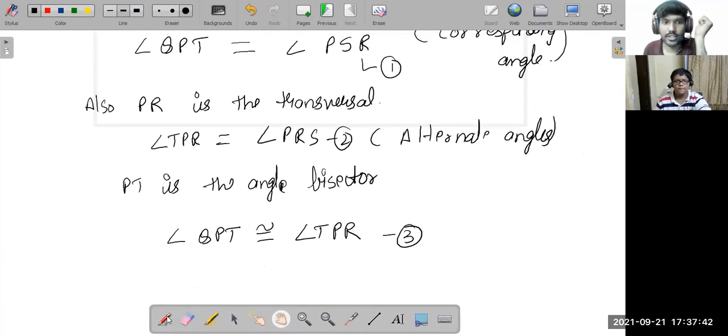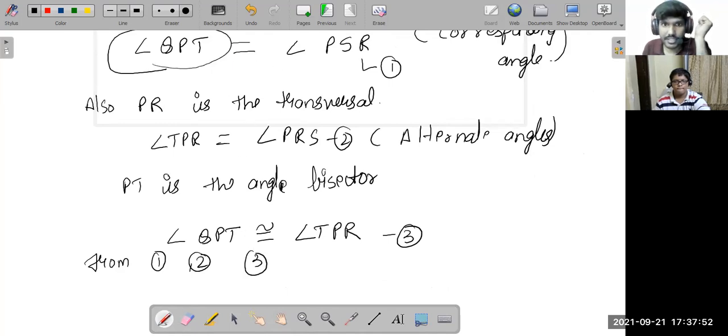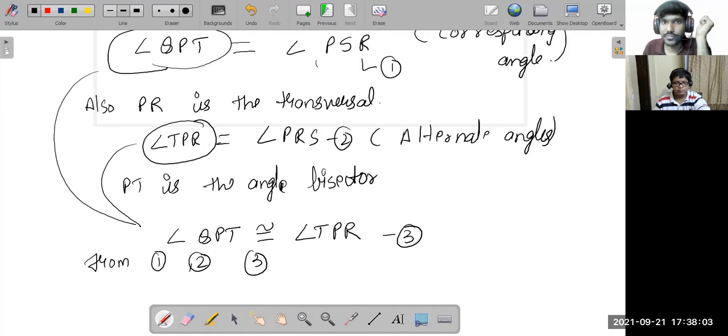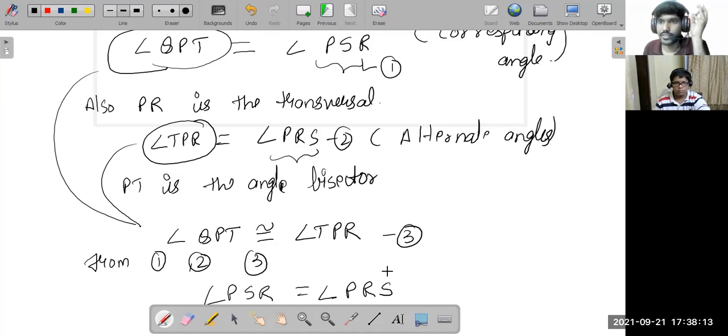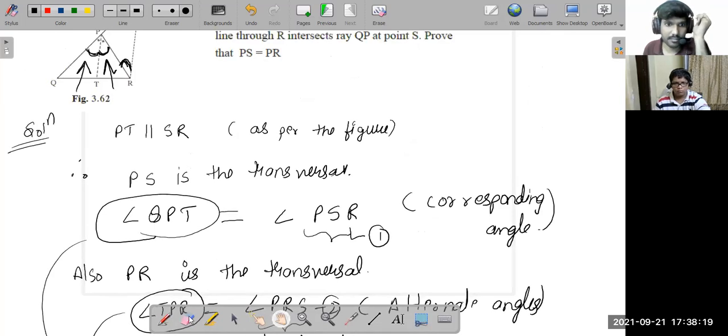Now look at equations 1, 2, and 3. From 1, 2, and 3, QPT and TPR, these two are equal. This is from equation 3 we are getting that they are equal. So if the left hand sides are equal, right hand sides will also be equal. So you can say angle PSR will be equal to angle PRS. Is this clear? Yes, sir.